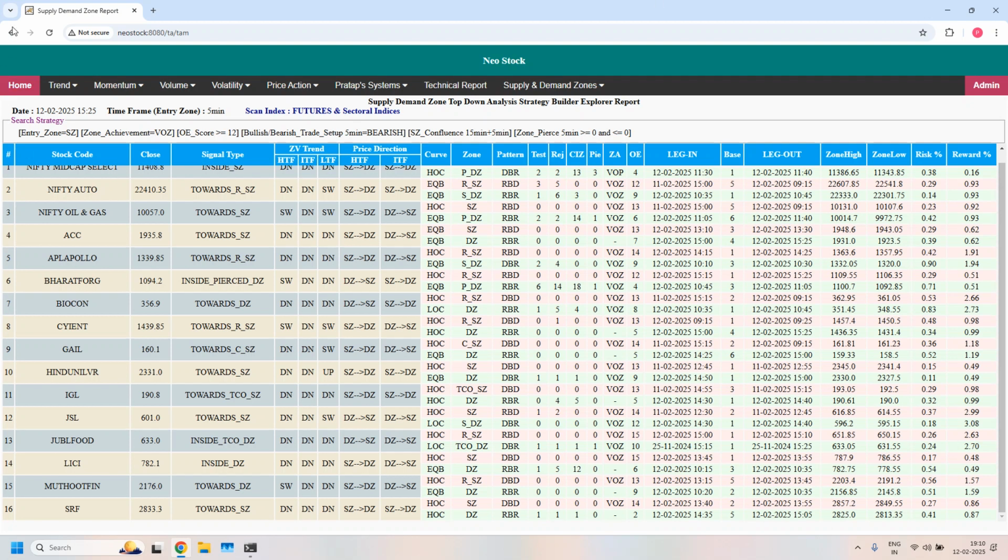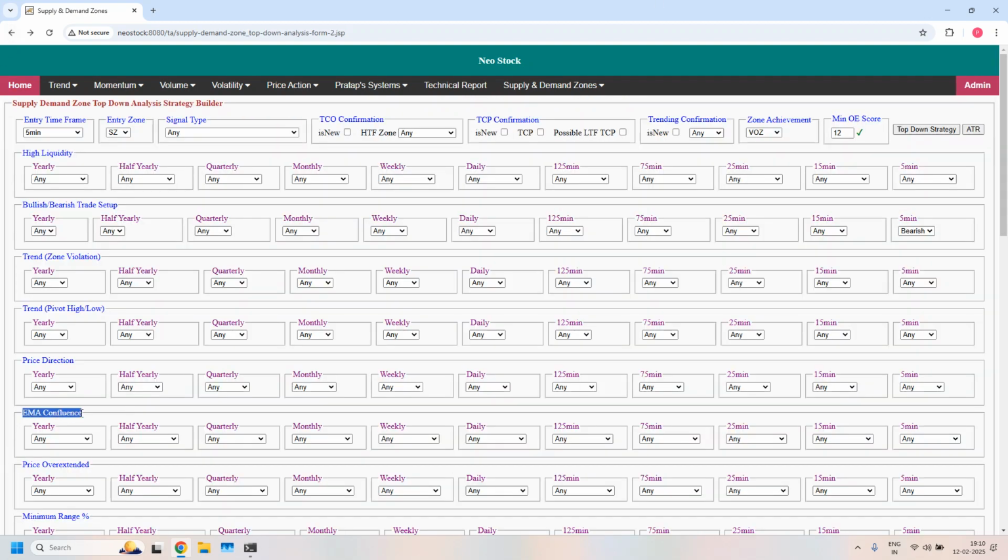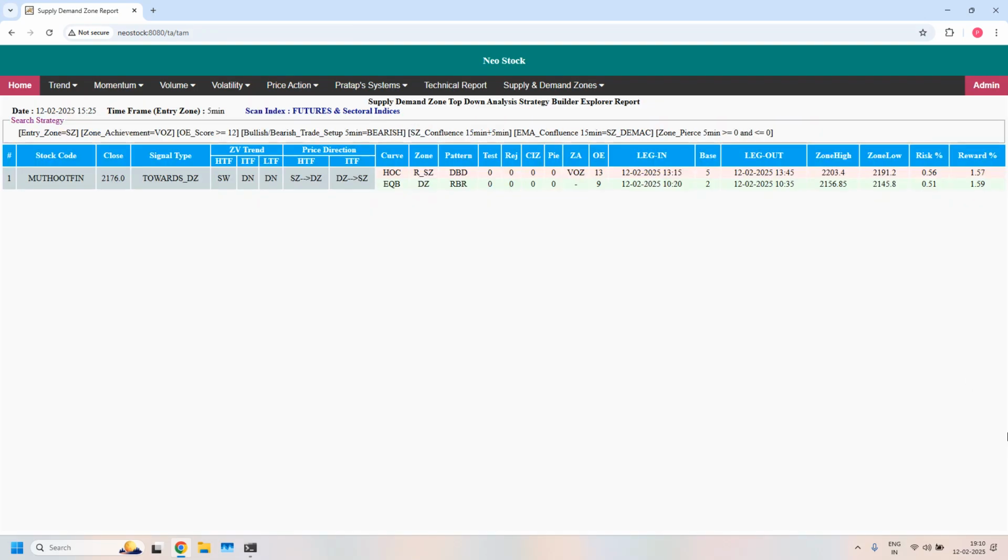Let us verify. In the EMA confluence at 15 minutes time frame, I am setting the filter 15 minute supply zone is having daily EMA confluence or not. So with this filter, we got only one stock. So this 5 minute supply zone is even more high probability trade setup supported zone. This is based on LTF and ITF, supply zone confluence and EMA confluence.